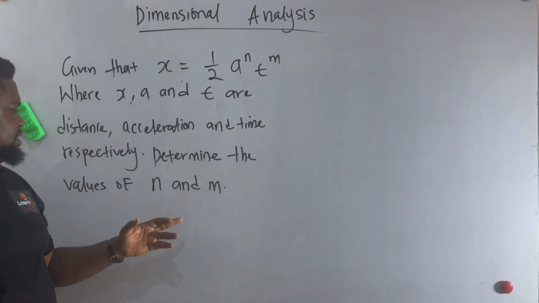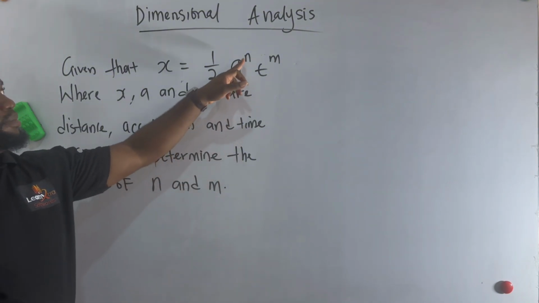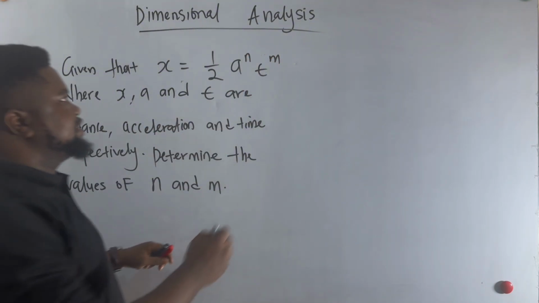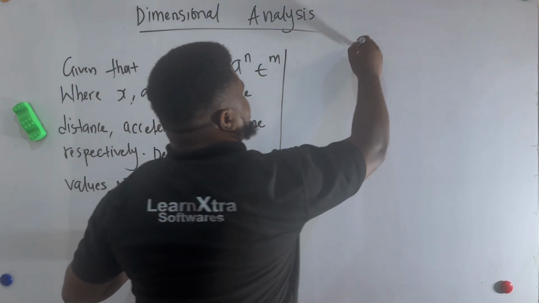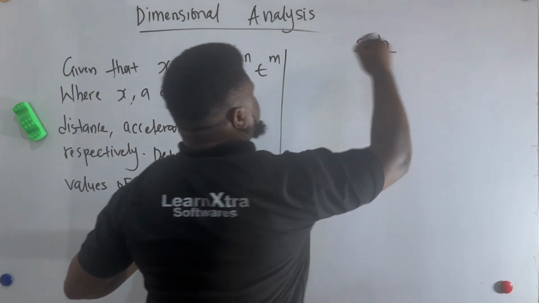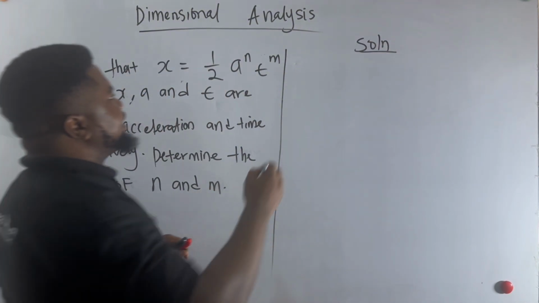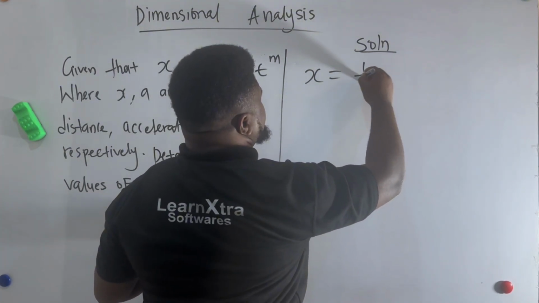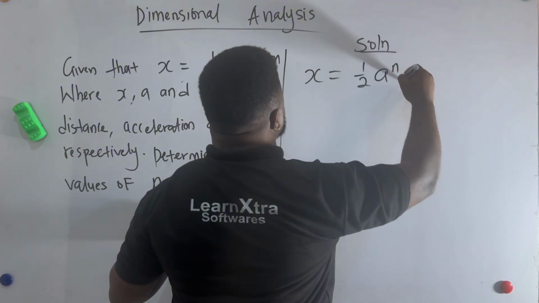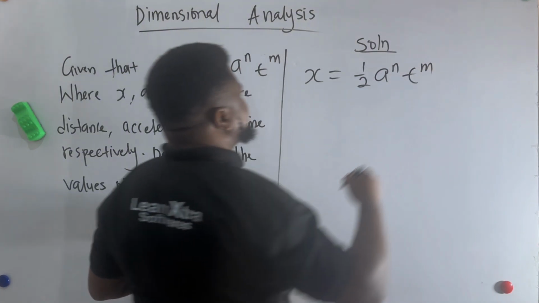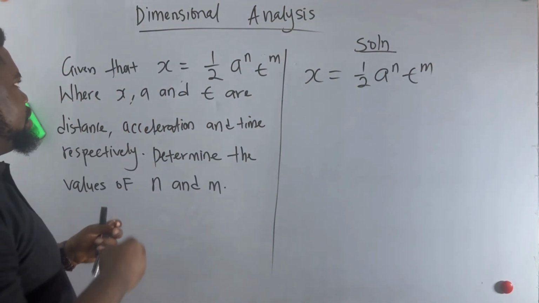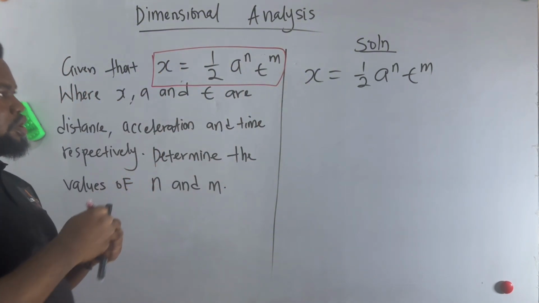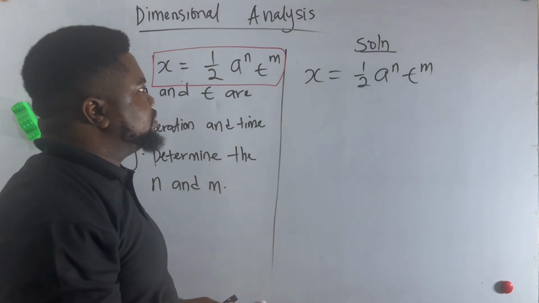We have to determine the values of n and m, the exponents. So quickly, let's solve this fast. Solution. So x is equal to 1 over 2 a power n t power m. Yes, our equation. We focus on the equation. First, you write out your equation.